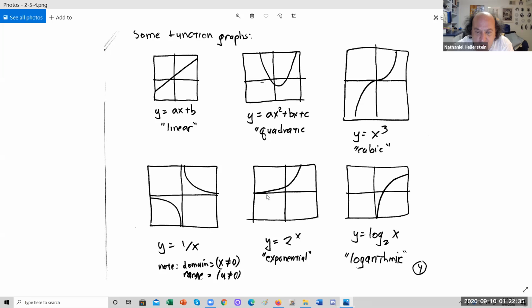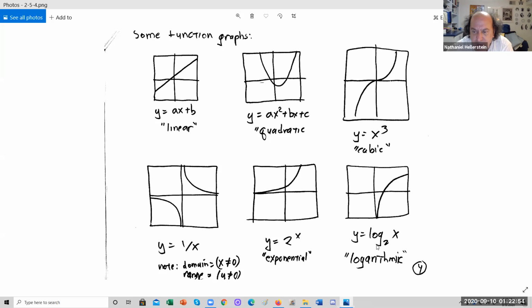Here's a graph of y equals 2 to the power x. It's called an exponential. Its domain is all x's, all real numbers. It's always defined for any x. But its range is only positive numbers. It only has positive values.